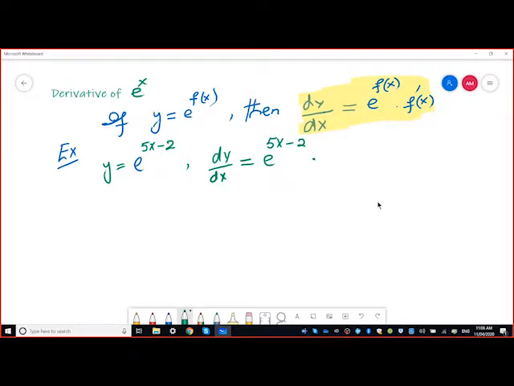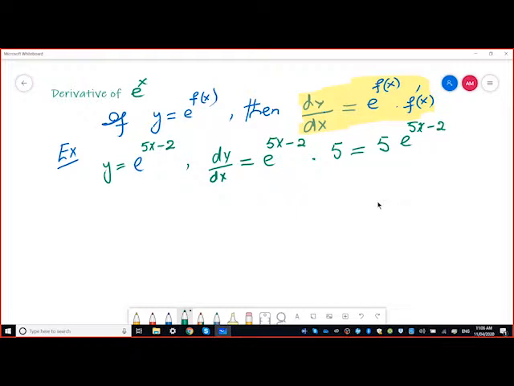And then times. What is the times now? Times 5, the derivative of f(x). So it is 5. The answer comes 5 e to the power of 5x minus 2. That's easy.